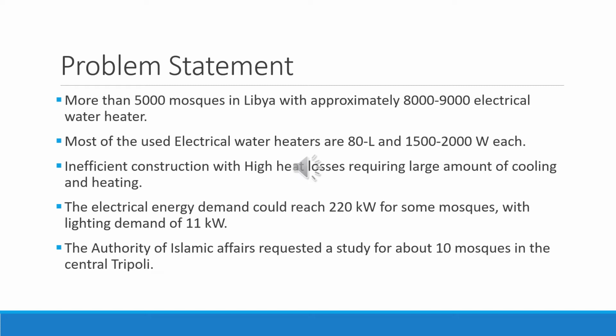The electrical energy demand could reach nearly 200 kilowatts for some mosques, with a lighting demand of 11 kilowatts. All of that made the Authority of Islamic Affairs require a study for 10 mosques in central Tripoli in order to address this problem.